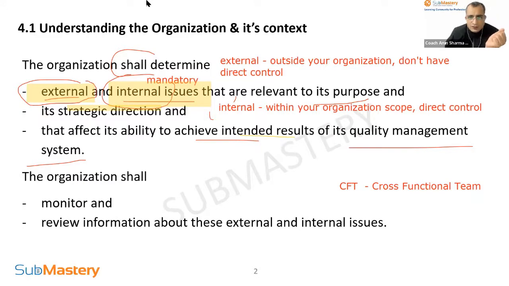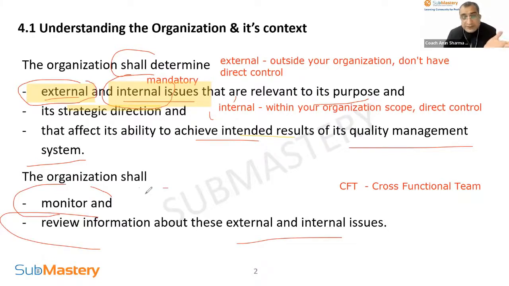Okay. The mandatory requirement is that the organization shall monitor and review information about these external and internal issues. So you need to monitor as well. When you say monitor, what's the difference between monitor and review? This word monitor, you see in the class, there are monitors. So what does a monitor do? They monitor, right?